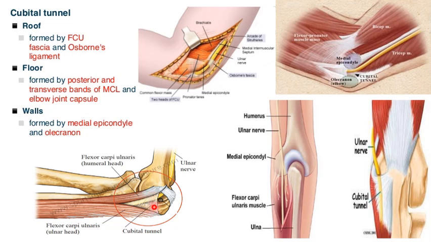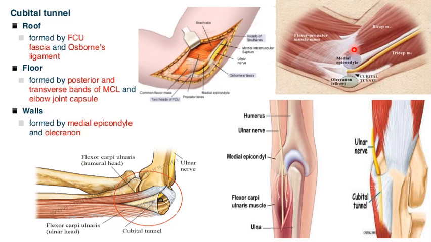So this forms the roof. Also, a little above, superficially, just behind the medial epicondyle, there is a fibrous sheet connecting the medial fibril septum to the medial epicondyle, which is called Osborne's fascia. So this can also form the roof of the cubital tunnel.